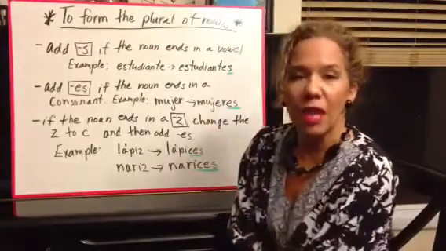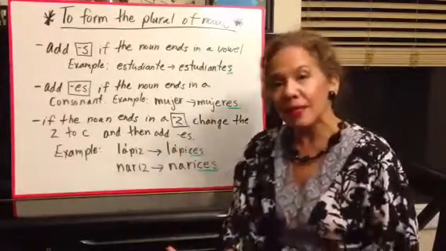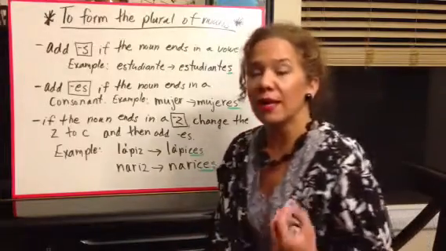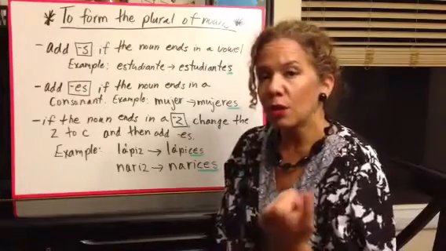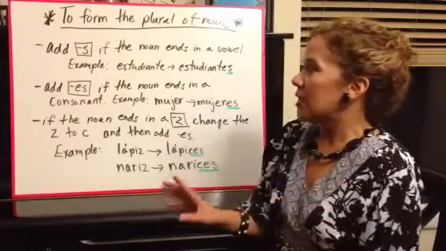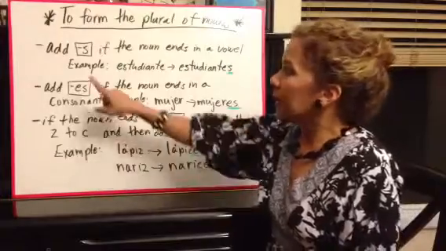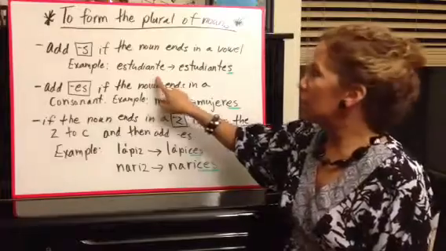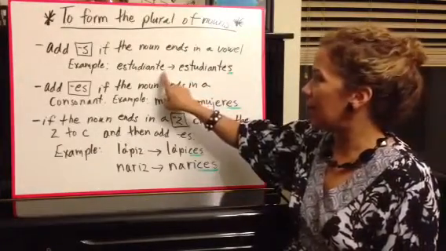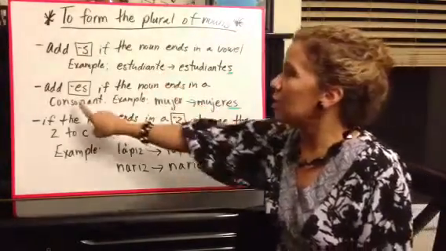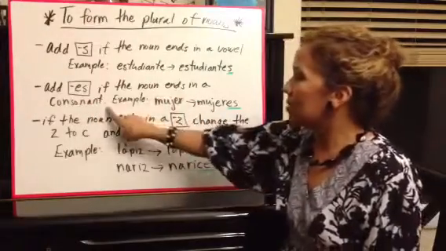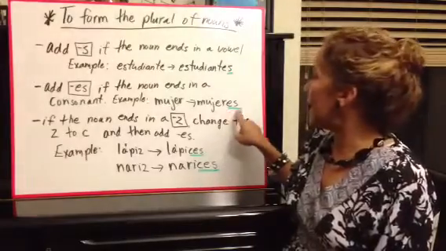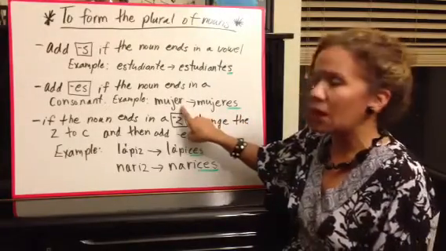Now, to form the plural of nouns, because that's something that we are obviously going to be dealing with, since we need to be looking at the noun to see whether we're going to add a singular article or a plural article, it is important that we remember these rules. You're going to add S if the noun ends in a vowel. Example, estudiante turns into estudiantes because it ends in E and that's a vowel. You're going to add ES if the noun ends in a consonant. Example, mujer, mujeres, because ES you add at the end of an R because R is a consonant.